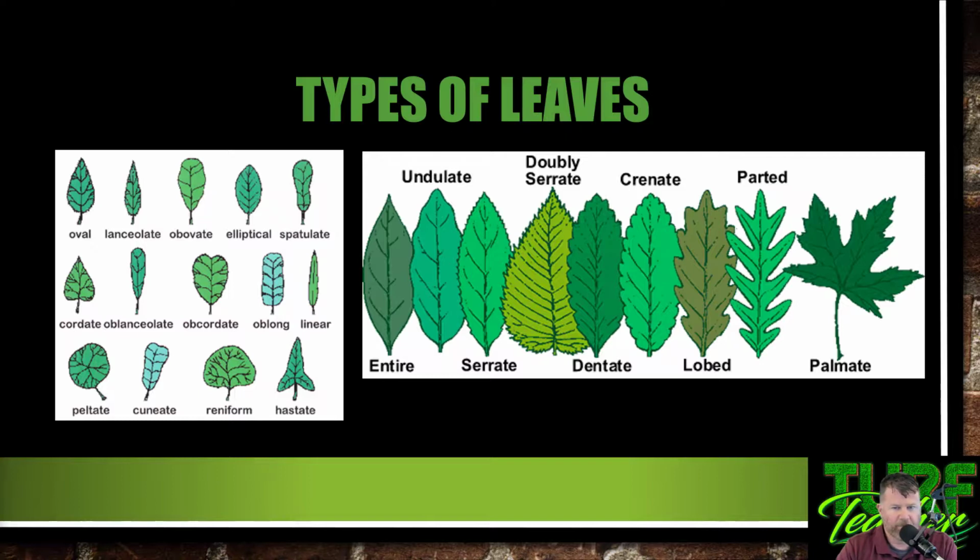Sorry. Entire, undulate, serrate, doubly serrate, dentate, crenate. Think about that. Ilex cornuta or Ilex crenata. Think about zooming in on some of those leaves, especially your crenata hollies. Lobed, parted, and palmate.